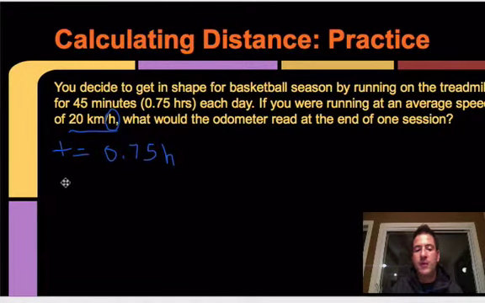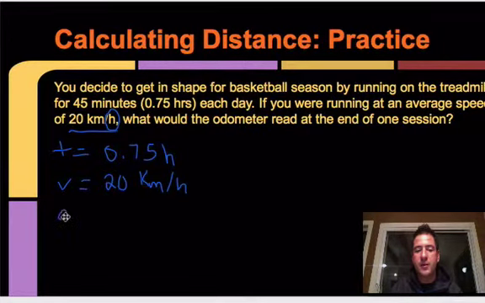So now, kilometers an hour is going to be my velocity, so I'm going to say 20 kilometers an hour. Now, what do I not know? Well, I don't know the distance traveled in that one session, so I'll just put a question mark. So this is what I know. I know what the question is asking. I know what the odometer reads.